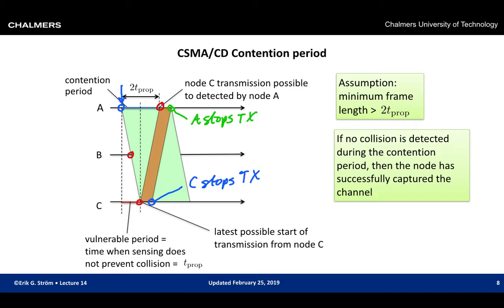Okay. Now, if we didn't have collision detection, what would happen then? Well, then A would continue to transmit its frame for potentially a very, very long time, right? And the same thing for C. Both of them have to wait for their timers to time out when they don't get an acknowledgement, and then retry. So collision detection has two advantages.